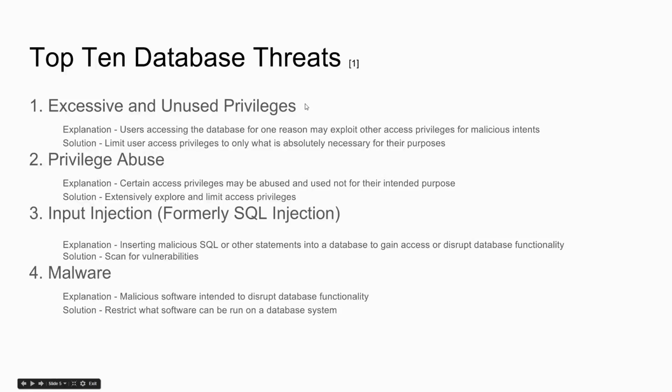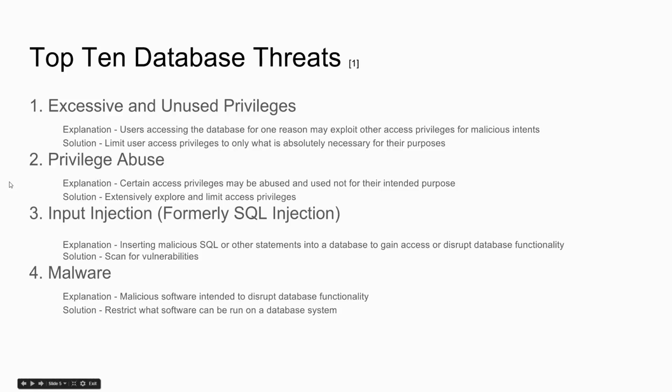Threat number one is excessive and unused privileges. This is when users accessing the database for one reason may have other access privileges on their account that they don't generally use, but they may use those other privileges and exploit them for malicious intents. The solution to this is to limit user access privileges to only what is absolutely necessary for their purposes.